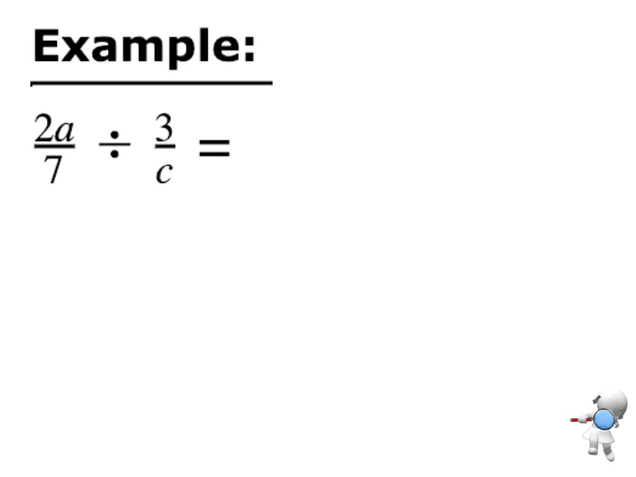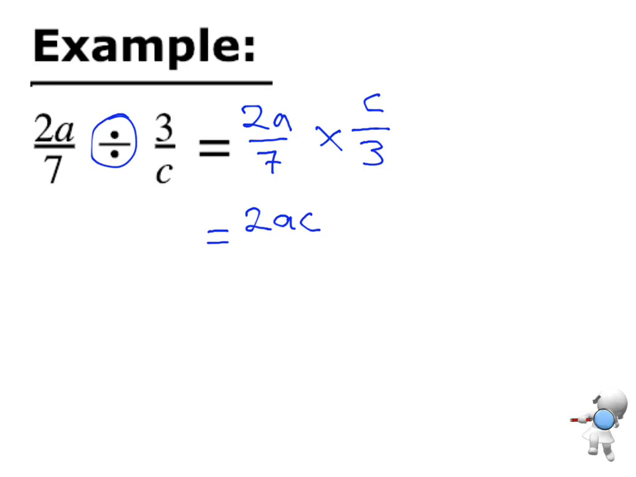So let's have a look at this one. I've got 2a over 7 divided by 3 over c. I want to leave the first fraction alone. I'm not touching that. I do want to change this division into a multiplication, so I need to turn the fraction that comes after it upside down. Now I can simplify. 2a times c will just give me 2ac, and 7 times 3 is 21. And that's the answer.